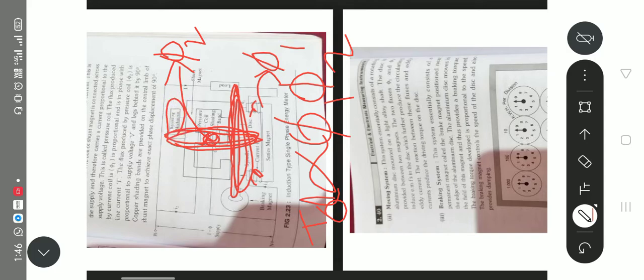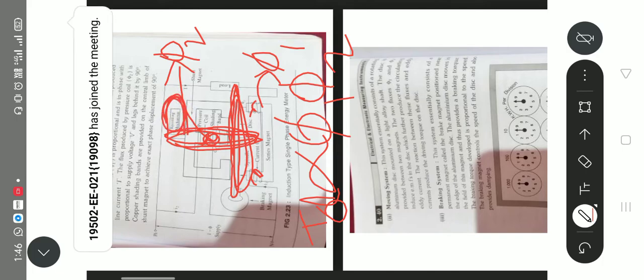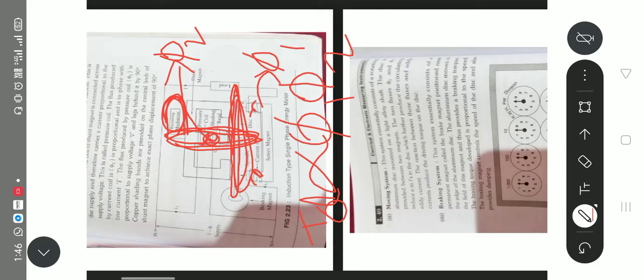In this registering system. Why? Because the registering system is connected with the spindle. In this registering system we can record that value. Whatever value is generated in the aluminum disc, that value will be recorded here.